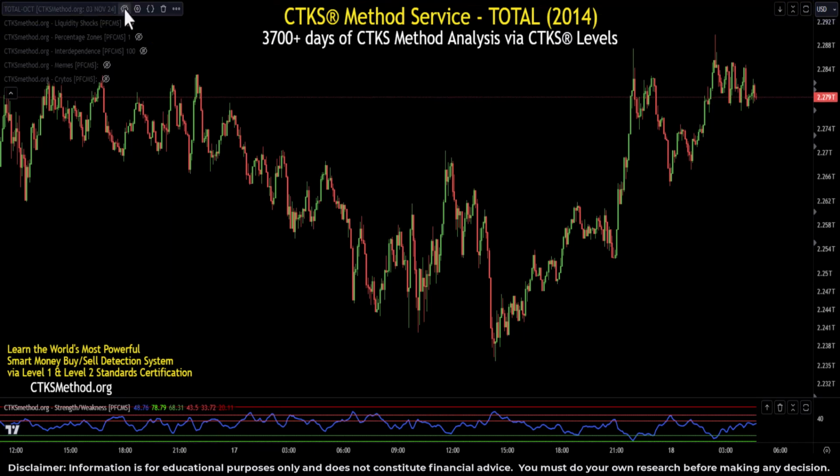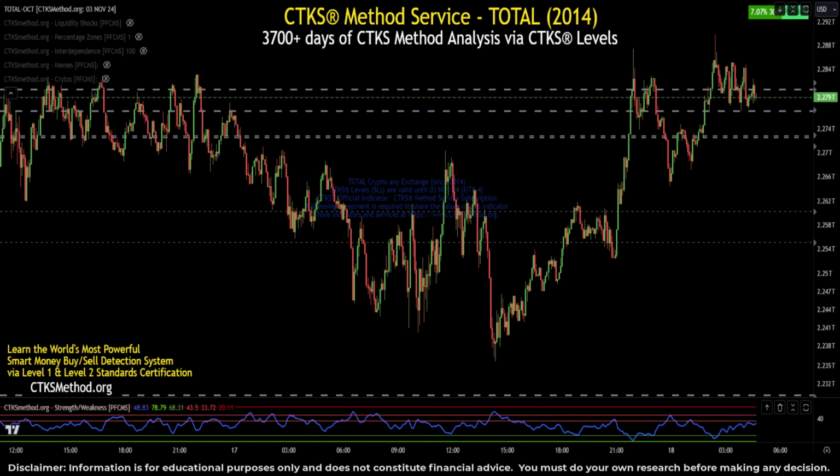Let's just pop the structural indicator from the service on. What are we seeing here? We're seeing that there was enormous structural overhead resistance that the entire crypto market tried to get out of, but it was just too heavy. Basically, price got exhausted and we almost came down to a lower structural level, but we were saved. What we saw is that we've rechallenged these structural levels.